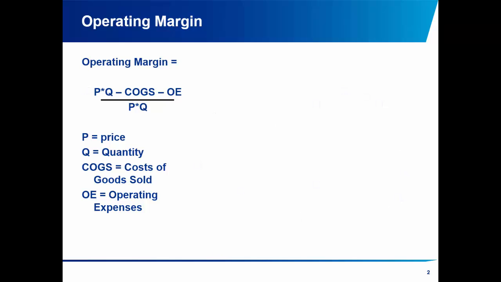Operating margin is defined as operating profit divided by sales, where operating profit is equal to revenue, or price times quantity, less COGS, less operating expenses.